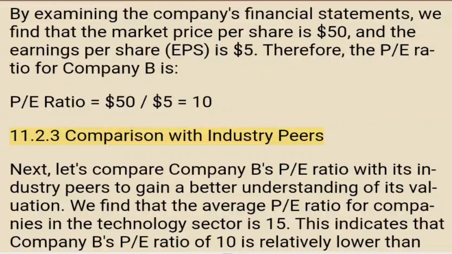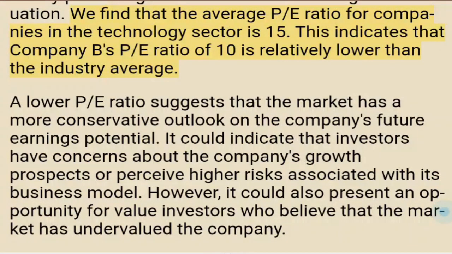11.2.3 Comparison with industry peers. Next, let's compare Company B's P/E ratio with its industry peers to gain a better understanding of its valuation. We find that the average P/E ratio for companies in the technology sector is 15. This indicates that Company B's P/E ratio of 10 is relatively lower than the industry average.